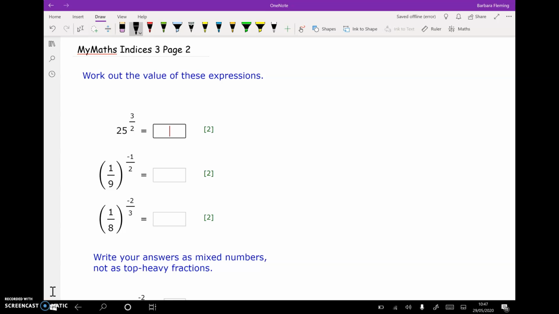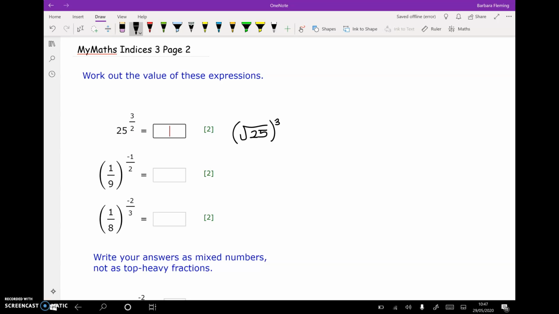So using our knowledge of fractional indices, we've got 25 to the power of 3 over 2. The denominator of that fraction, that's what we can turn into our root. So we have the square root of 25. You could put a 2 there, but there's really no need to. We always write our square root without that 2 there, just a quirk of notation in maths. So we've got the square root of 25, but don't forget your numerator. We've still got that to the power of 3.